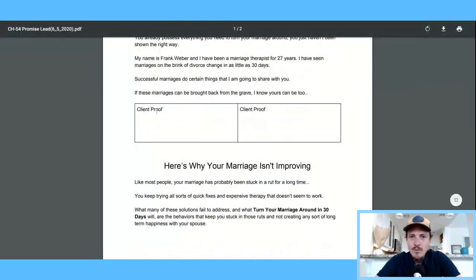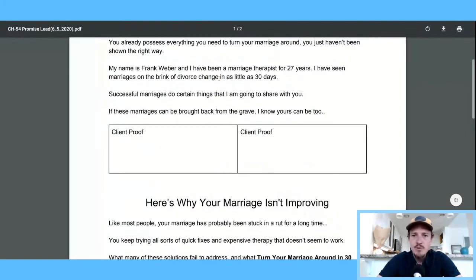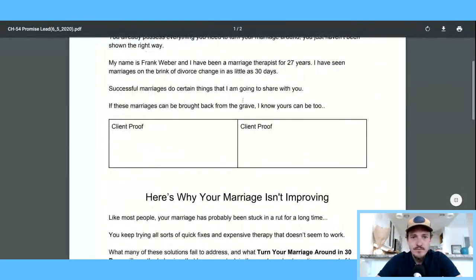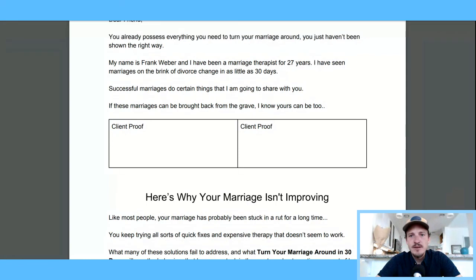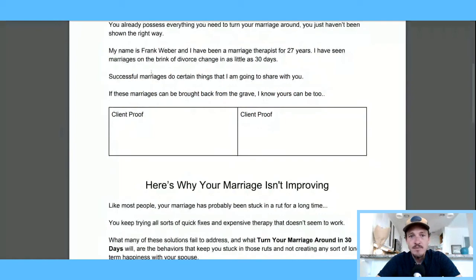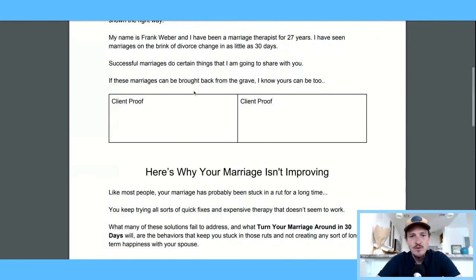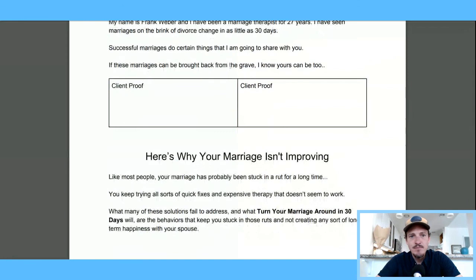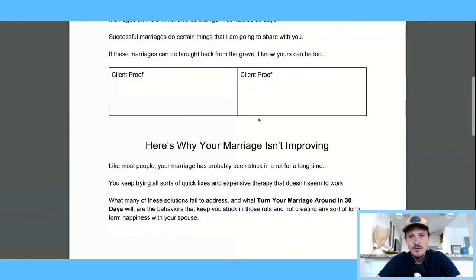All right, "My name is Frank Weber, and I've been a marriage therapist for 27 years. I have seen marriages on the brink of divorce change in as little as 30 days." You could say something about I've seen thousands, or maybe put a specific number on the amount of patients that you've seen. "Successful marriages do certain things that I'm going to share with you. If these marriages can be brought back from the grave, I know yours can be too."